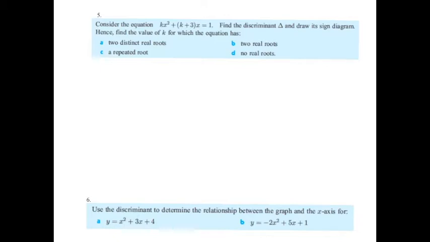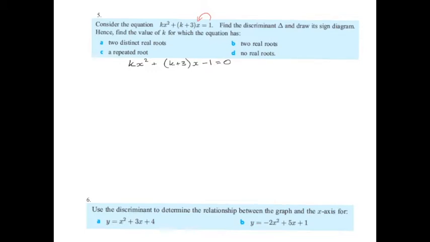We can't apply the discriminant or quadratic formula or anything until everything is on one side of the equation and it equals 0. So let's move the 1 to the other side so it becomes a negative. So we get kx squared plus k plus 3 times x minus 1 equals 0. Only now can we apply the discriminant.